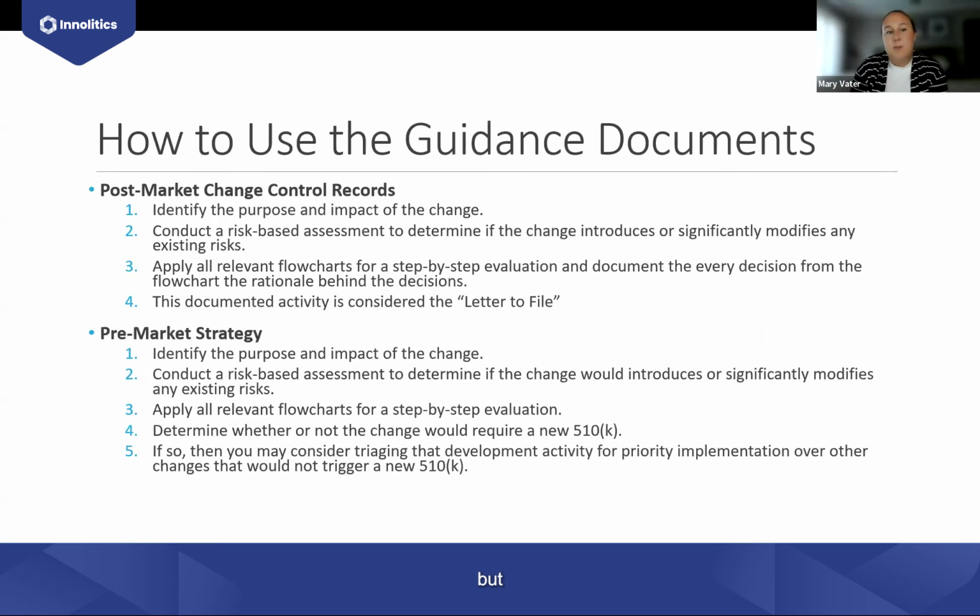So we already kind of touched on this, but basically how to use the guidance documents and what the FDA expects to see from a compliance perspective for your post-market change evaluation is identifying the purpose and impact of the change, conducting the risk-based assessment, and I'm going to show you here in a minute all of the different flowcharts that are in the guidance, but the FDA provides flowcharts that have a step-by-step evaluation for the thought process behind evaluating the changes. And at every single decision point in the flowchart, you should document your rationale behind the decisions you're making that's driving you towards a letter to file or driving you towards a new regulatory submission. So the documentation of those activities is the letter to file.